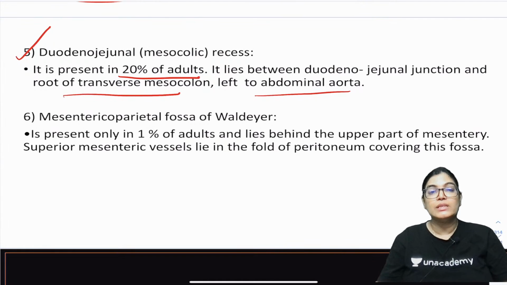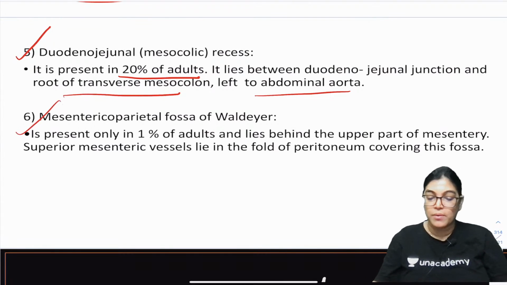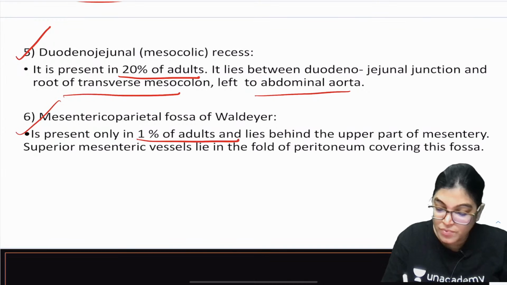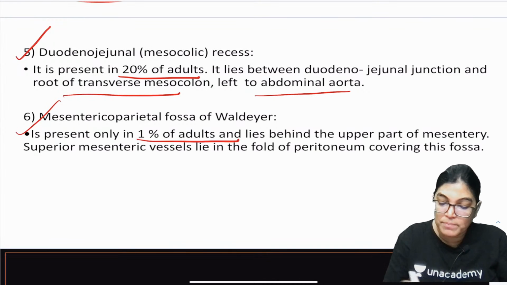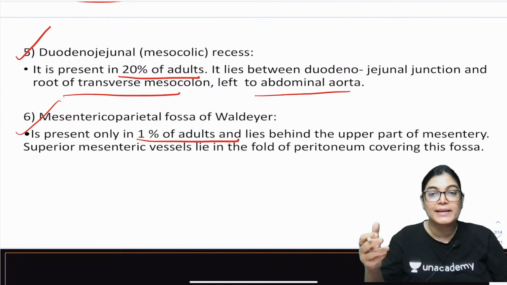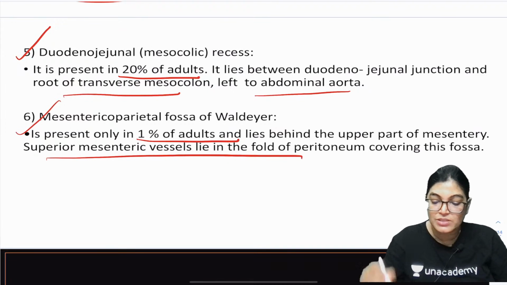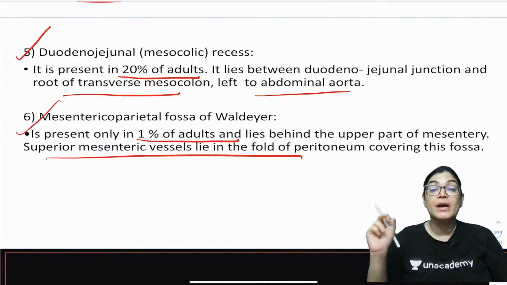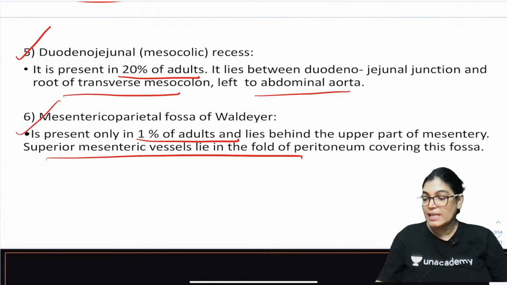Now, the other duodenal recess is the mesenterico-parietal fossa of Waldeyer. It is only present in 1% of adults, and it is located in the upper part of the mesentery. In the diagram I have shown you the superior mesenteric vessel lying over it. What structure lies over it? The superior mesenteric vessel. All of you please note down the important duodenal recesses: name, location, and what structures are related to them.